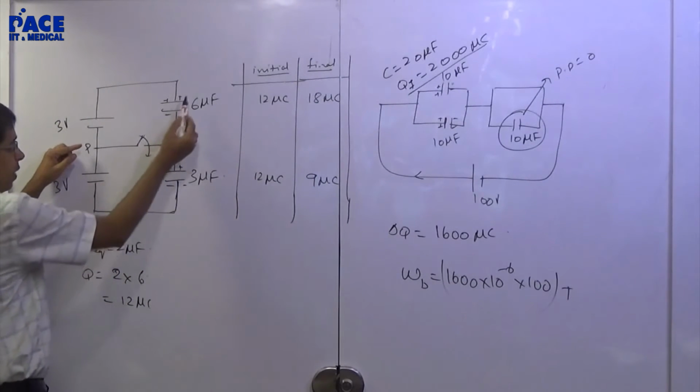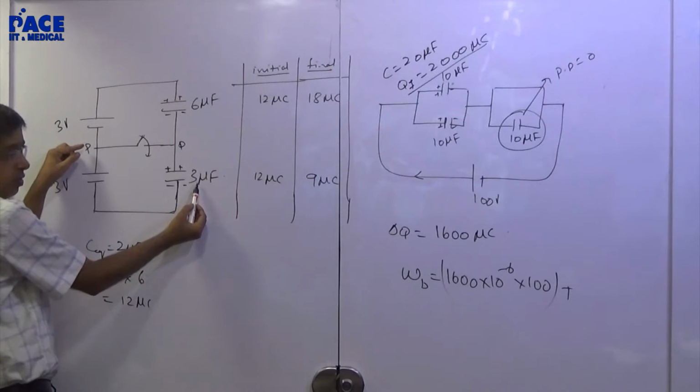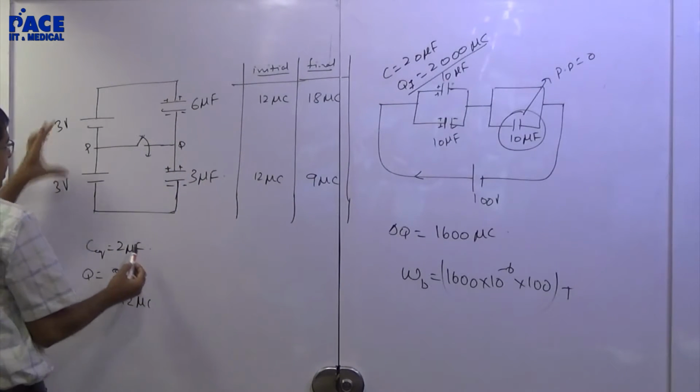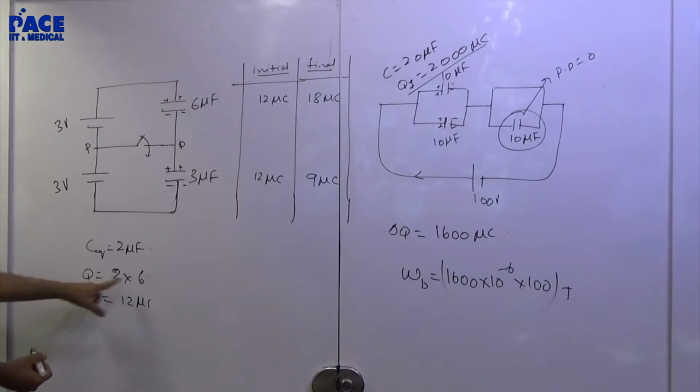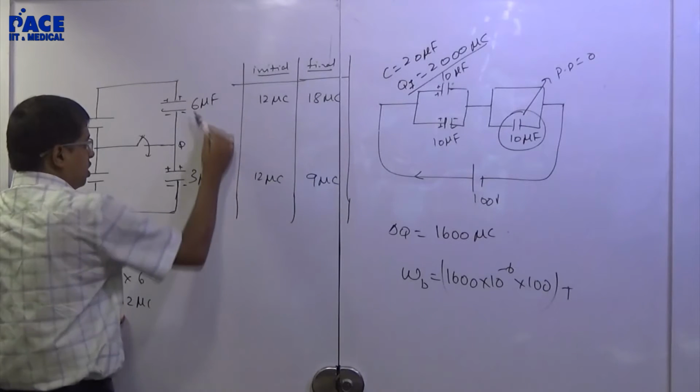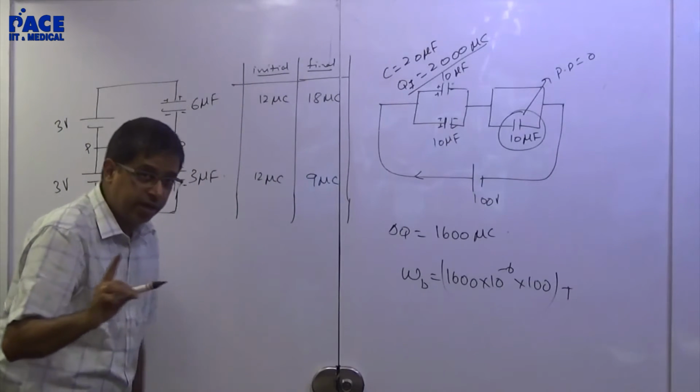When the switch was open, these both are in series. 6 into 3 divided by 6 plus 3, that is 2 microfarads. These both cells are in series, so this will be 6. Hence 12 microcoulombs is initially on both the capacitors. Agreed?